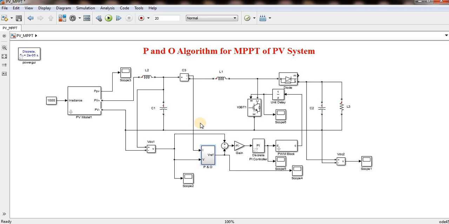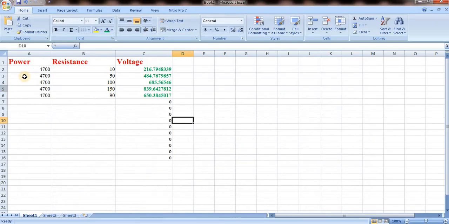See, my input voltage is, let us assume, 660. My output voltage should be beyond 660 because I connected a boost converter. So generally the minimum output voltage is 660, but let us assume you take 10% more, like 700 volts. So my output is 700 volts. So what resistance should I put here? See, from this, 4700 watts is my PV capacity.